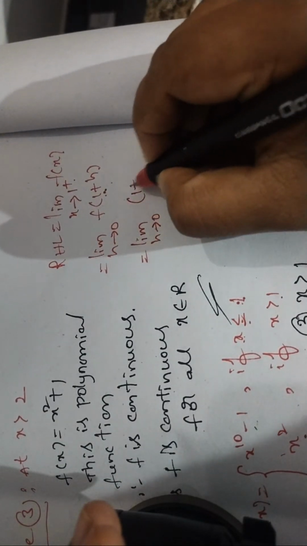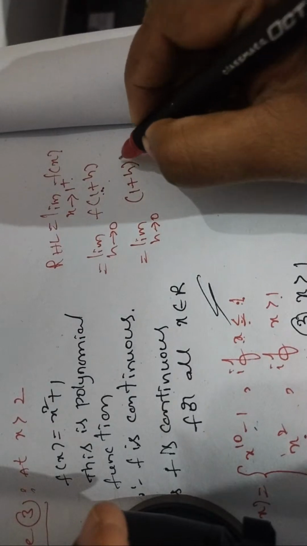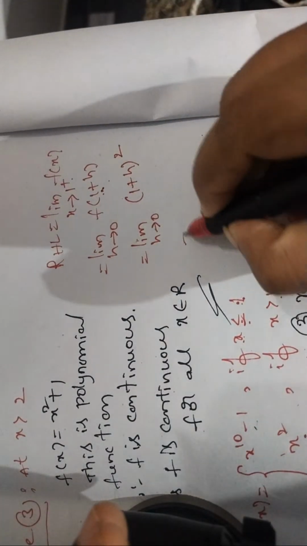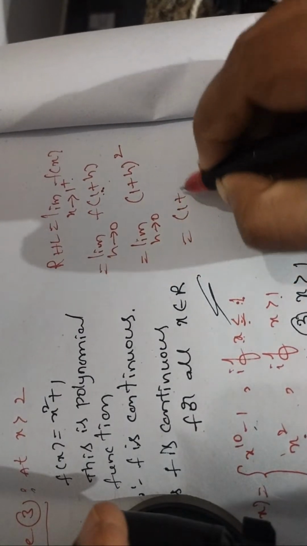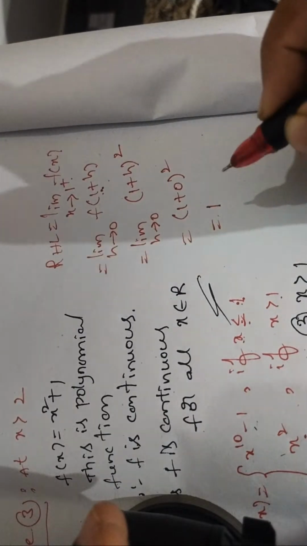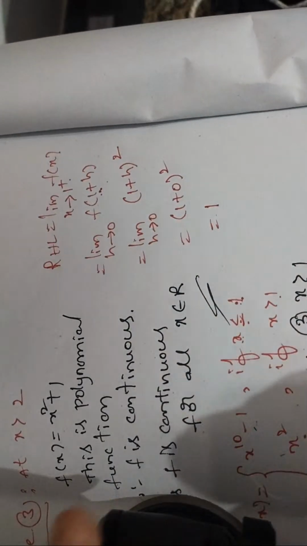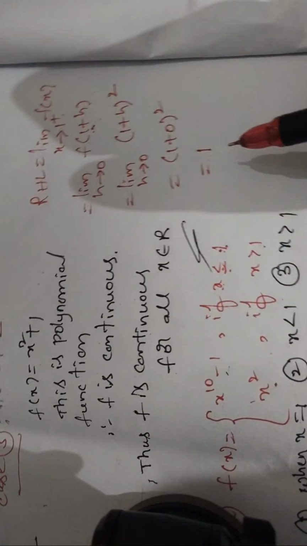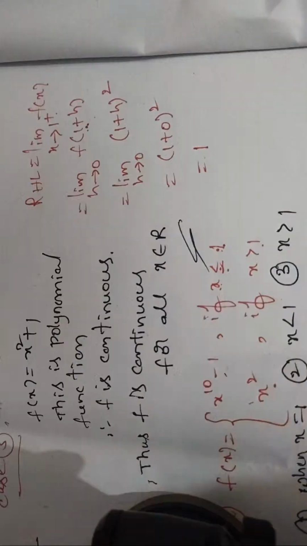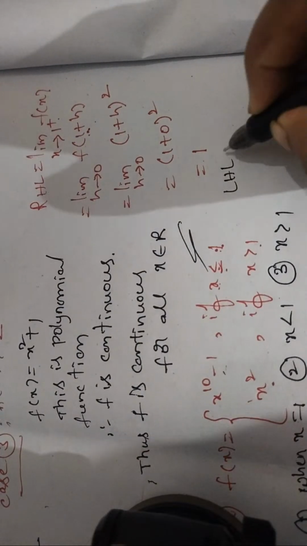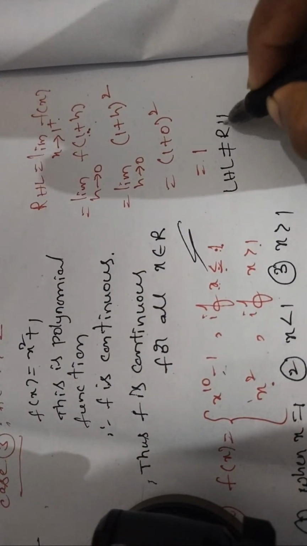Write 1 plus h whole square. Now write the h value. What is the h value? 0. 1 plus 0 whole square, that is 1 square, which means 1. Before, we got the LHL value as how much? 0. But here the RHL value is 1. Are both equal? No, both are not equal. LHL is not equal to RHL.